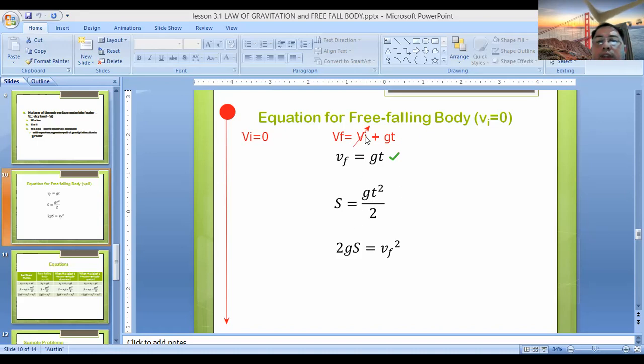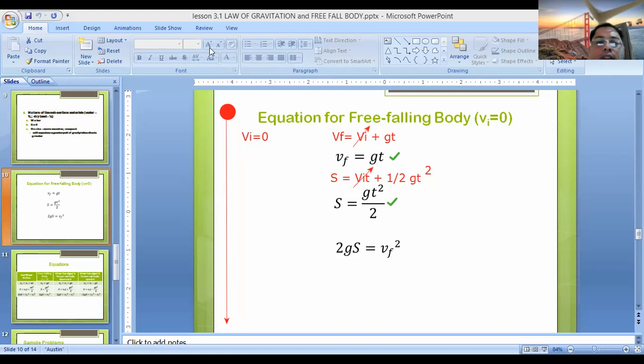Now for the next expression, we also use the equation s, or distance, equals vi t plus 1/2 g t, and then we square this value. Again, if our v sub i is 0, then we can simply cancel this one. Since v sub i is 0, any number multiplied by 0 will always be 0. Therefore, 1/2 g t squared is the one that remains. So we were able to come up with this equation.